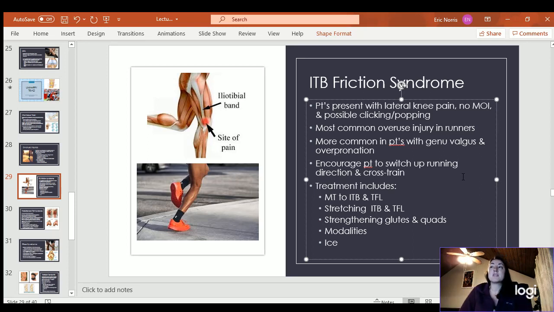And then, of course, if they do have ITB friction syndrome, treatment would be a lot of manual therapy, myofascial release to the IT band and the TFL. Of course, you will also stretch those areas. Those are the tight areas. Strengthening of the gluteus medius and the quads, specifically the VMO, can help counteract that pressure on the lateral side of the knee. And then icing the area of pain, the area of inflammation.